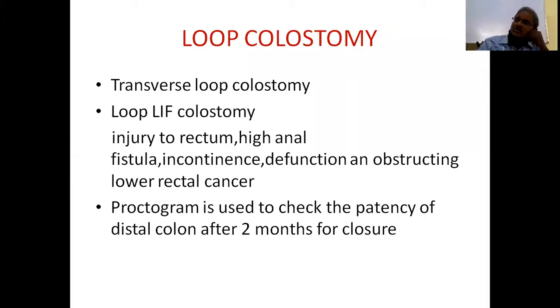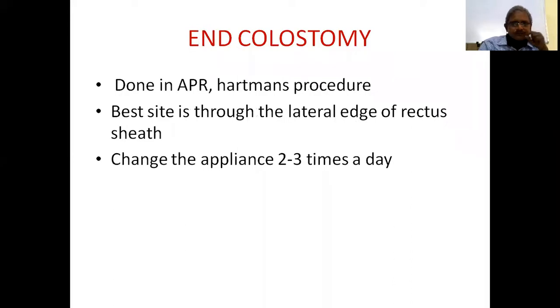And once you do a loop colostomy and try to close the colostomy, it is routine practice to do an enema study, what we call a proctogram, to check the patency of the distal part, whether it is patent, or obstructing, or whether any cicatrix is there, post radiotherapy or post chemotherapy cicatrix. The ideal time is once the tract is mature, by the end of 3 months. Sometimes we do it by 2 months, but the ideal is 3 months. 3 months is good for closure.